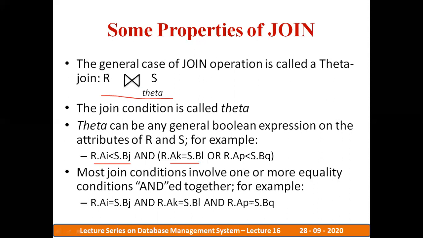Most join conditions involve one or more equality conditions which are ANDed together. For example, you can see here R.Ai = S.Bj, which is ANDed with R.Ak = S.Ba, and R.Ap = S.Bq. If there are many equality conditions, we are going to AND them.